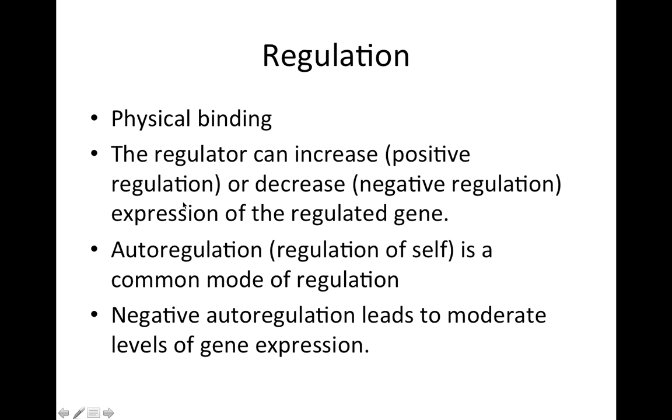So here are our main points. I really want to emphasize that regulation is a physical binding of one protein to another. This is not an abstraction. This is not an idea. We're talking about physical interaction between chemical molecules. The second one is the regulator can increase or decrease expression of the regulated gene, the target. And then we can have autoregulation, where a gene regulates itself. And negative autoregulation is a common way to produce moderate levels of gene expression.